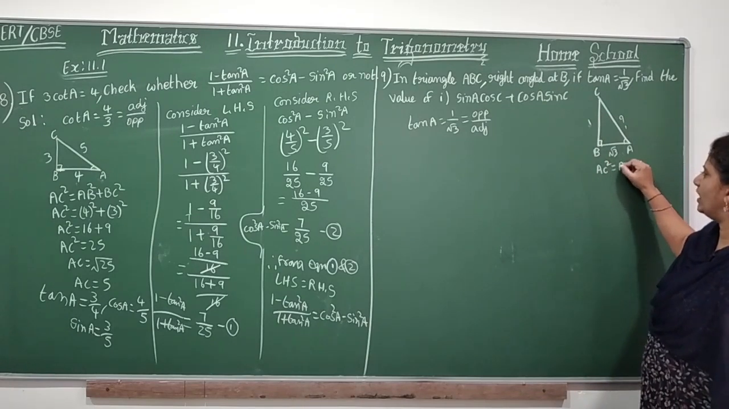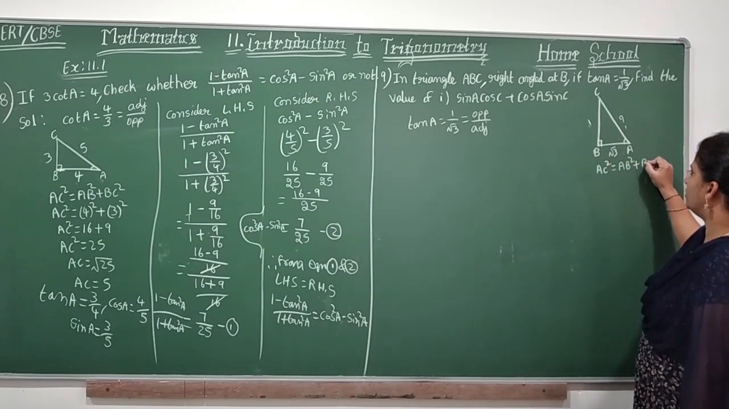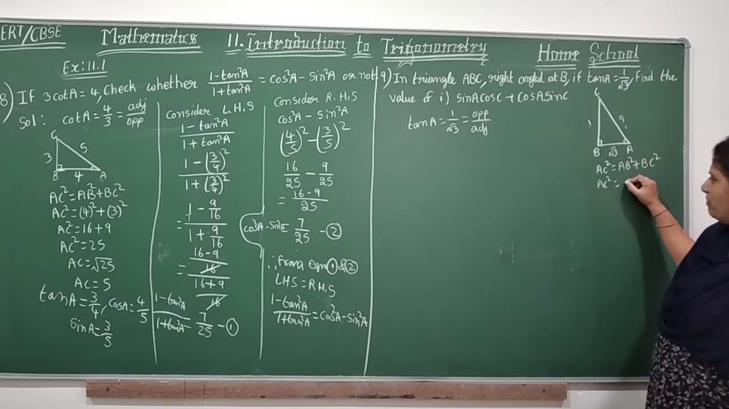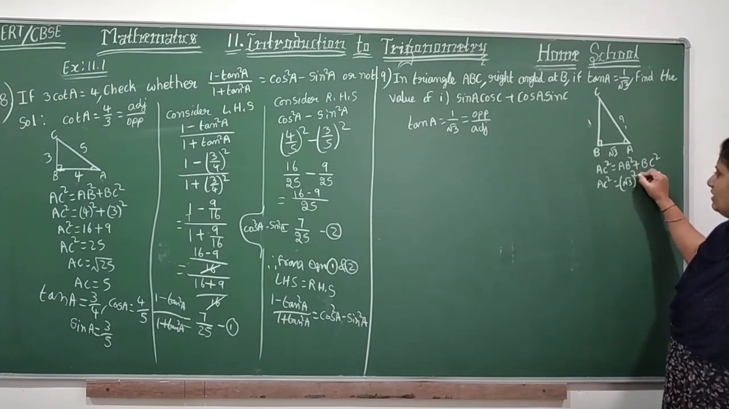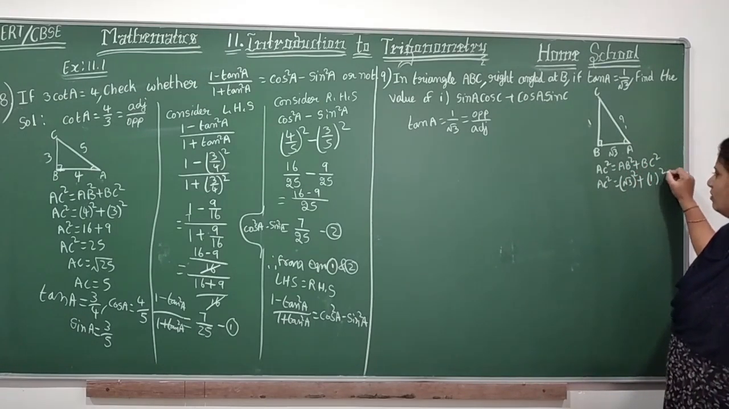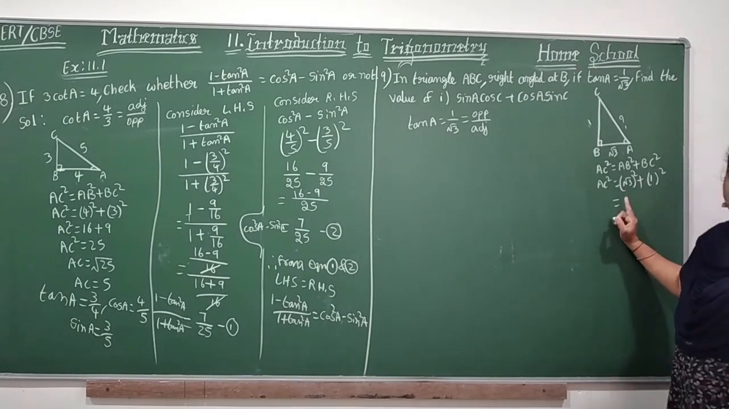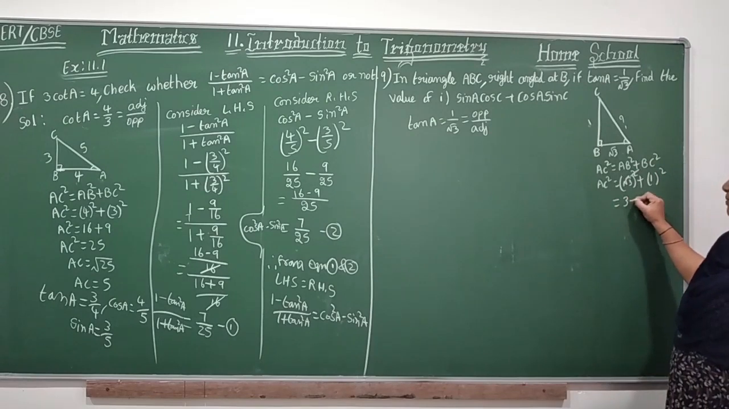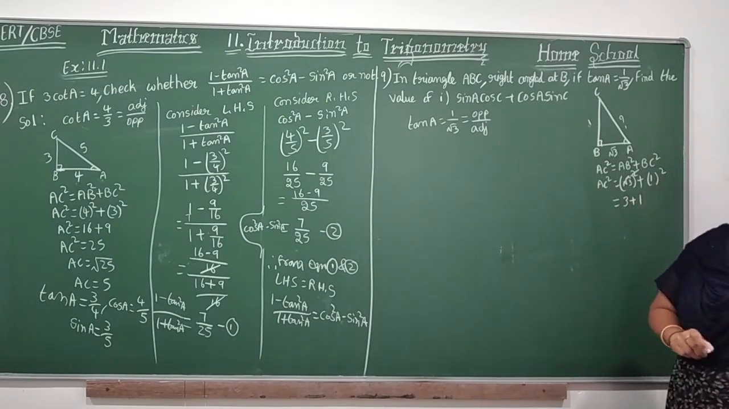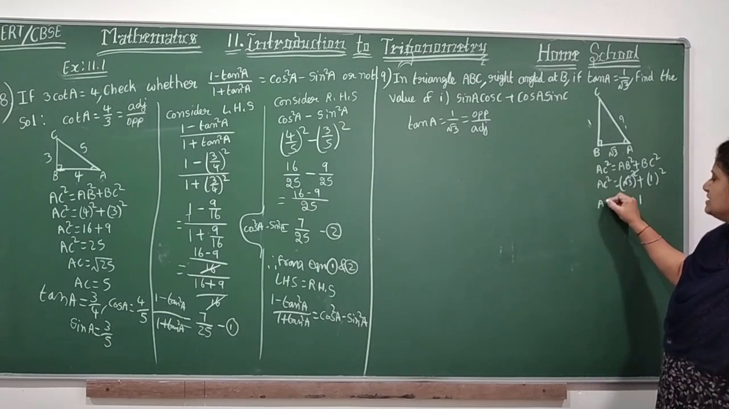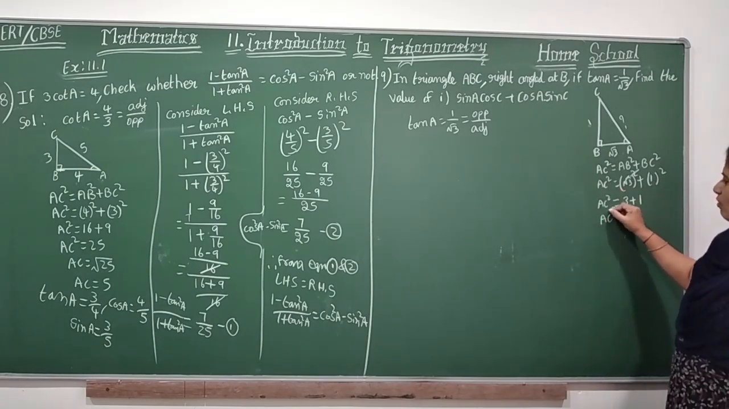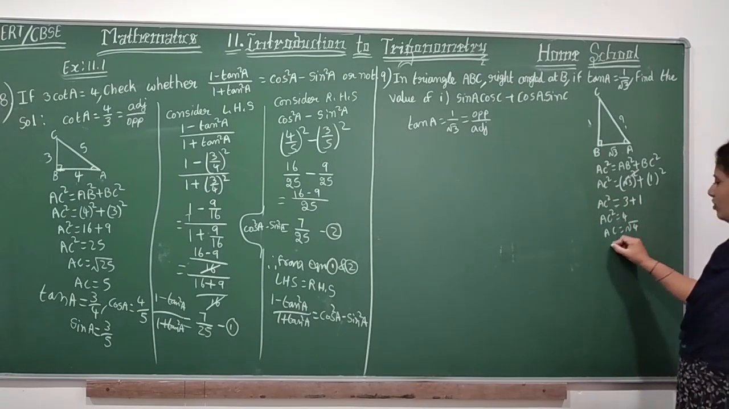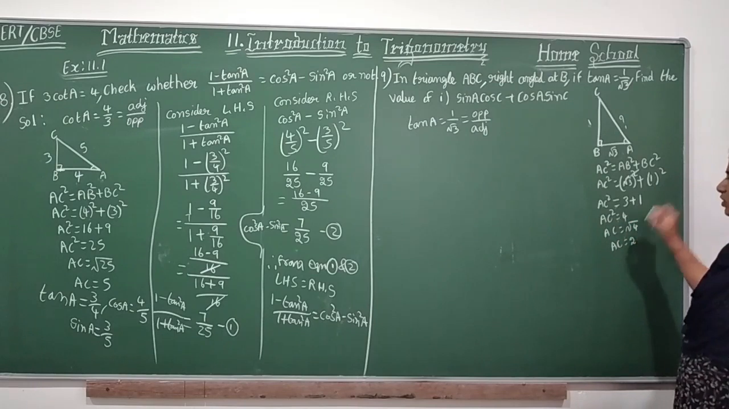AC square is equal to AB square plus BC square. AC square we need to calculate. AB is root 3 whole square plus BC value is 1 whole square. Root 3 into root 3, what will it be? The square root will be cancelled. 3 plus 1 ones are 1, so 3 plus 1. AC square is equal to 4. What is AC, children? It will be square root of 4. Therefore, AC is equal to 2.